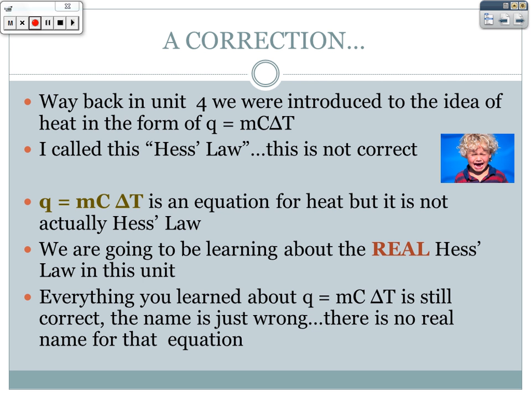Okay, so it doesn't change anything that you learned about Q equals mc delta T or Q equals n delta H or anything about our heating curves and cooling curves. That's all still true. It's just that it's not called Hess's law. And in fact, there really is no real name for that equation. So we're just going to keep calling it Q equals mc delta T, and we're going to leave it at that, and we're going to now learn about the real Hess's law and call that Hess's law. And I apologize for any confusion, you guys. I really do. I'm human, I'm fallible, and this is one of probably my bigger mistakes this year. So I apologize, and hopefully we can all move on together and be okay about it.